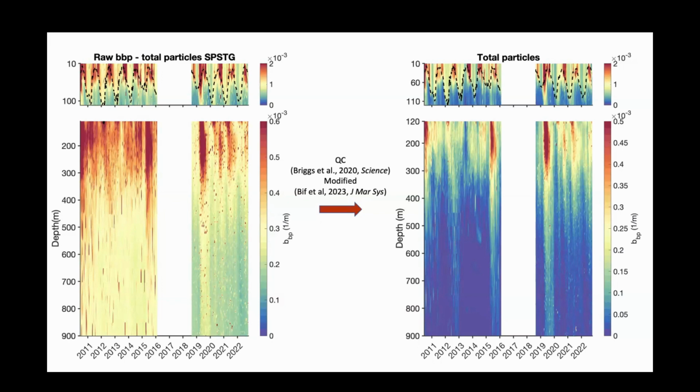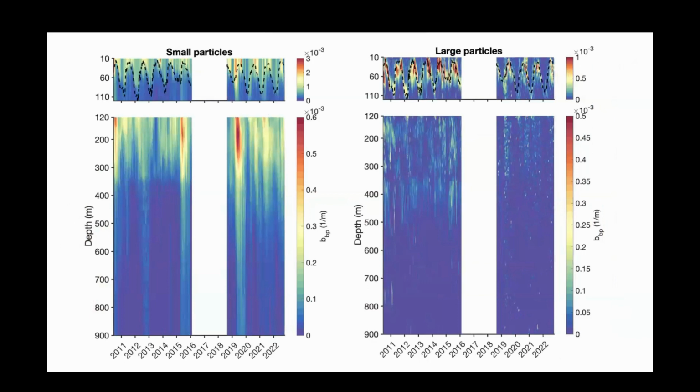Another nice thing about these methodologies is that you can separate signals in the backscatter profile and separate big particles from small particles down to 100 micrometers. So the very large particles can be separated, so we can take a look at fluxes and how they change over time. And so this is small particles versus large particles.